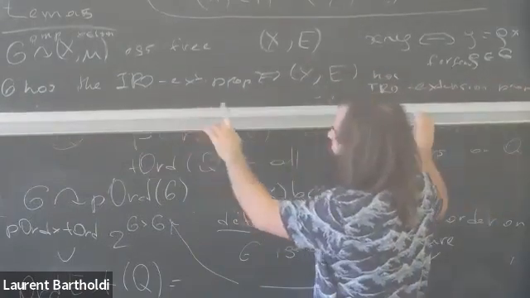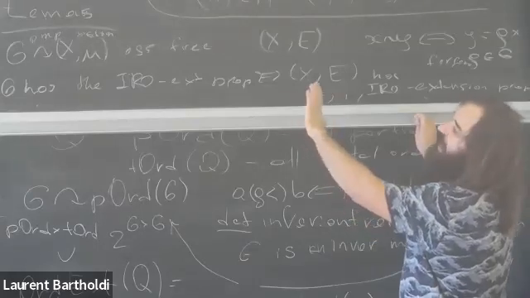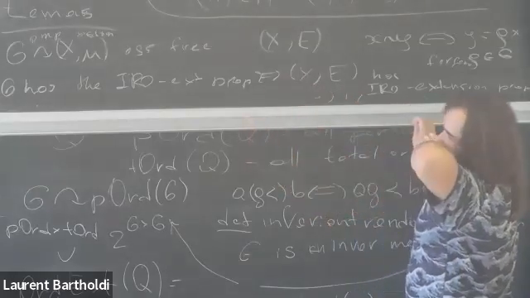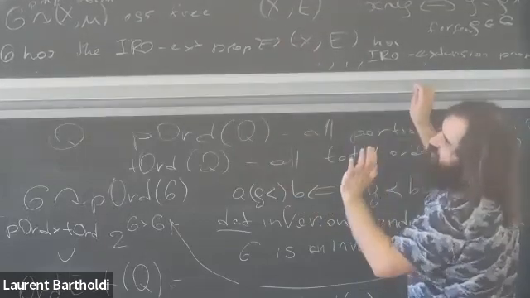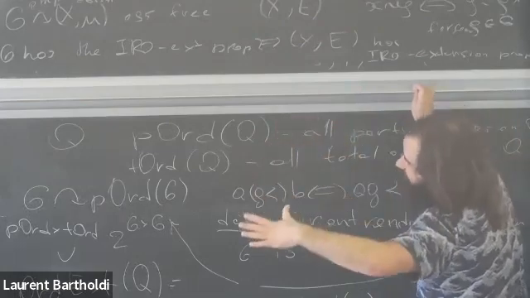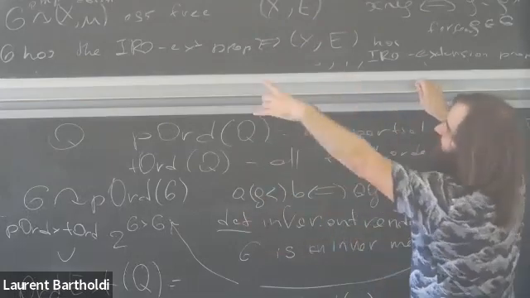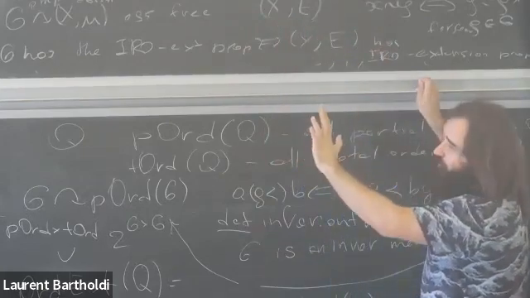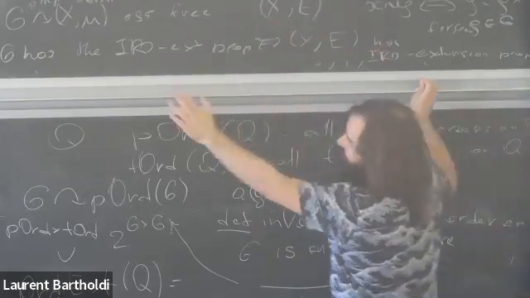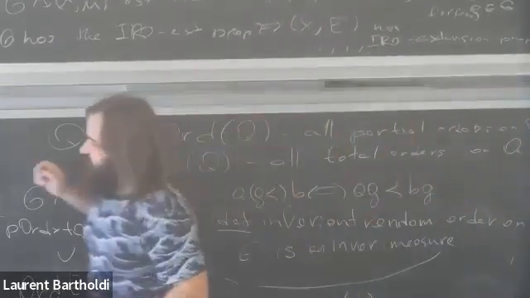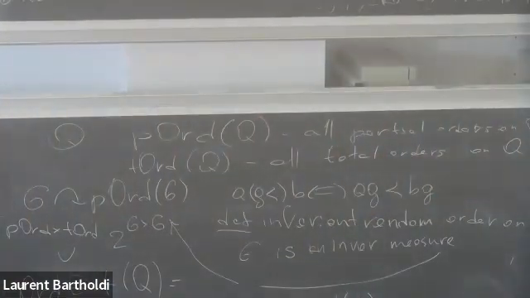So what is important for me is that I can take absolutely any action, and as soon as it is essentially free and probability measure preserving on a standard probability space, then the generated equivalence relation has the invariant random order extension property if and only if the group has the invariant random order extension property. Okay.